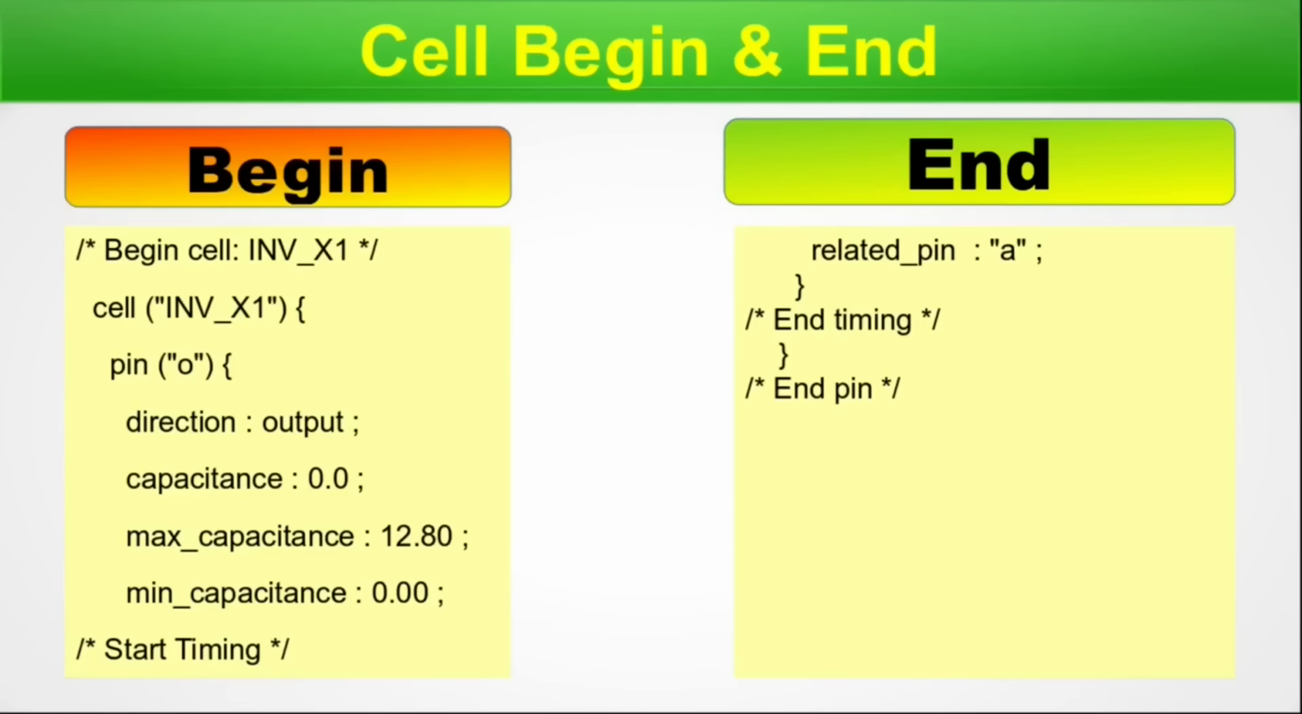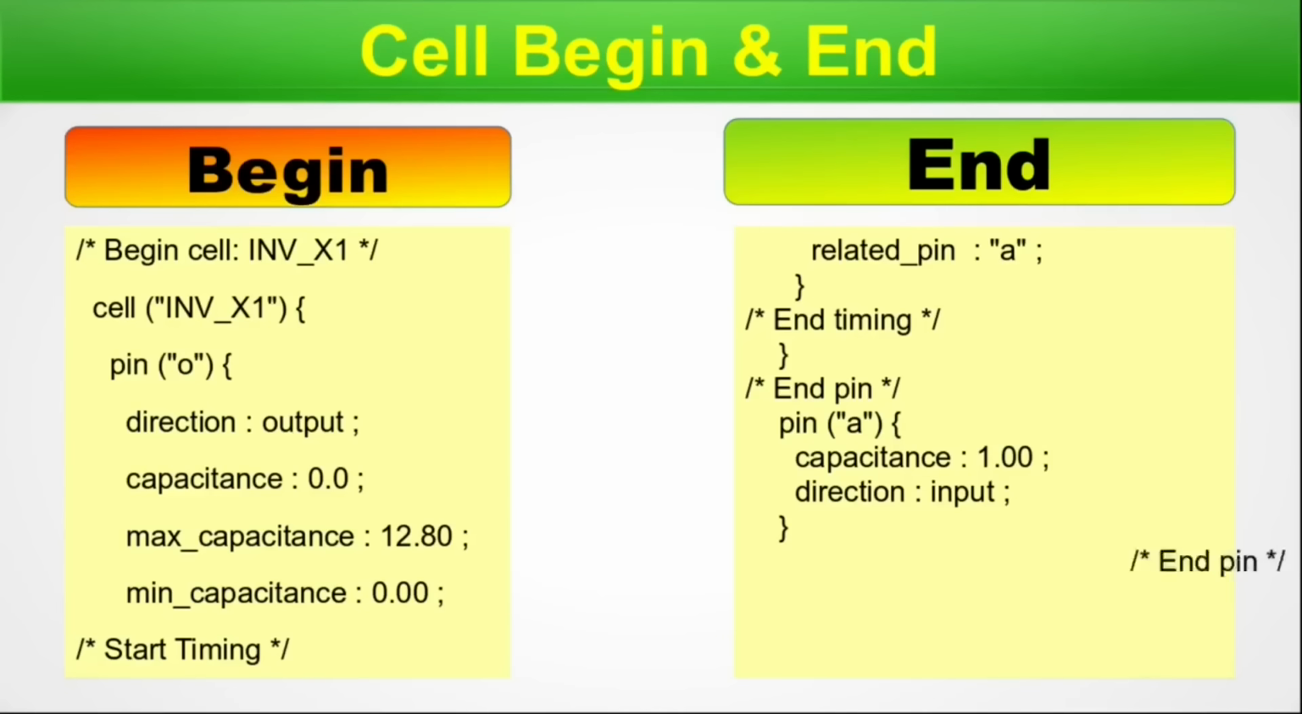We go here, end pin, the pin is closed. Next, the next pin comes, pin A, because for the inverter there will be 2 pins, one is O and another one is A. It has capacitance 1.0, direction input, and we close pin A. We end pin here. So these are comments, the slash star and then the star slash defines the comment. We close it and then we close the entire cell, end cell inverter underscore X1. So thus the beginning and the end of each cell will be there.